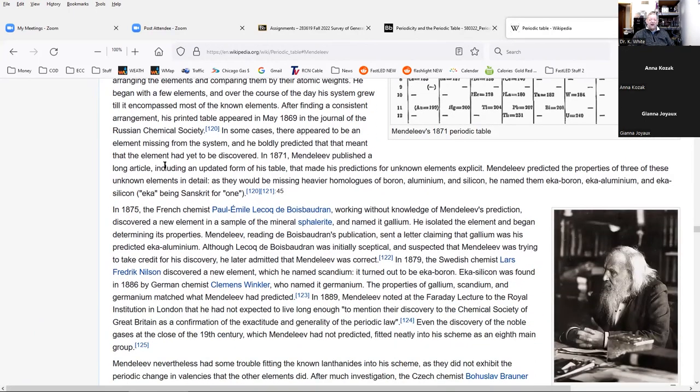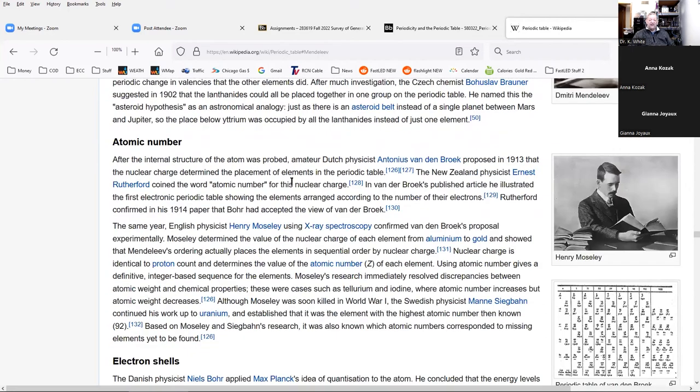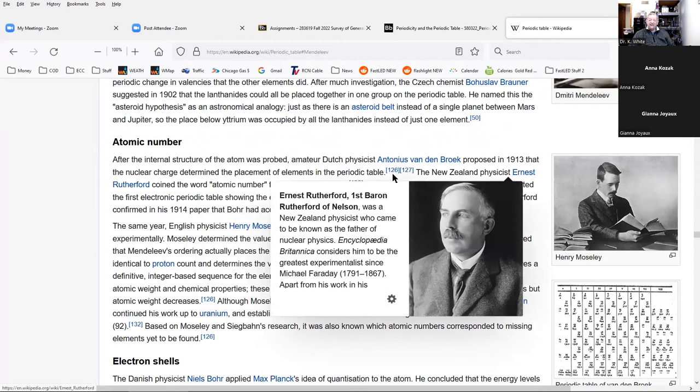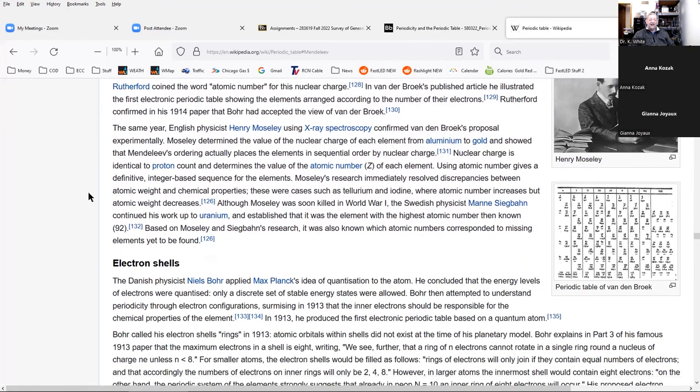And he came up with his, and then based on what he did and predicted, other chemists continued with his work. Now, the atomic number was proposed really in 1913. That's less than 100 years ago. You've heard of Rutherford, coined the term atomic number, and then later chemists improved, and finally different chemists came up with the periodic table as we now know.